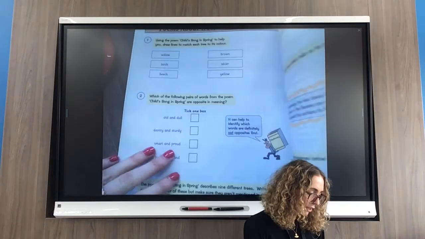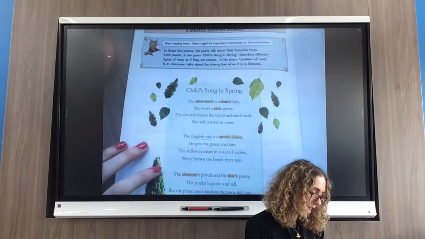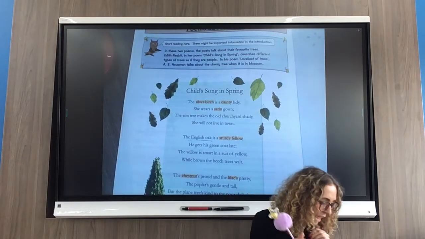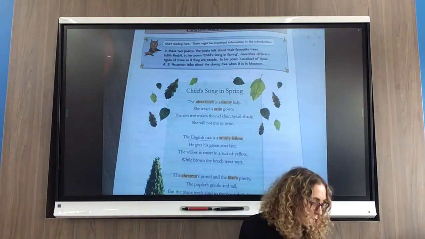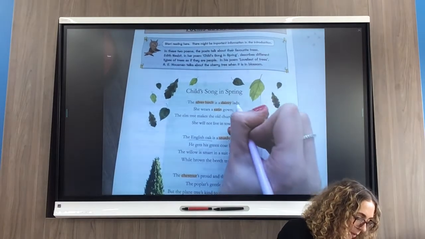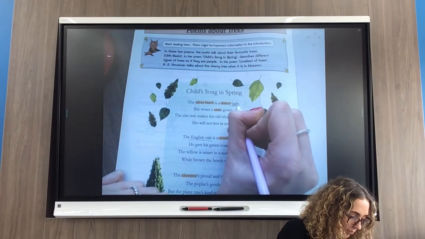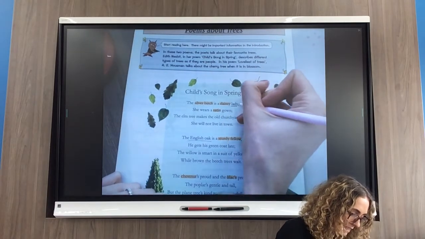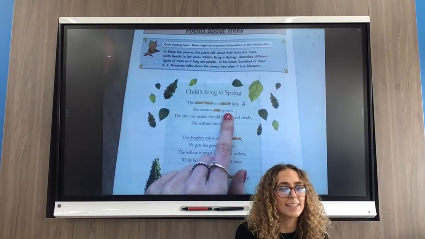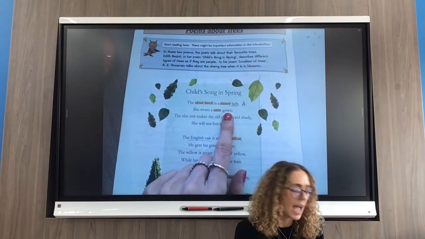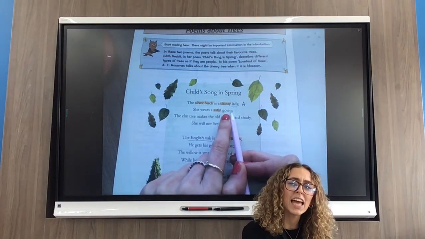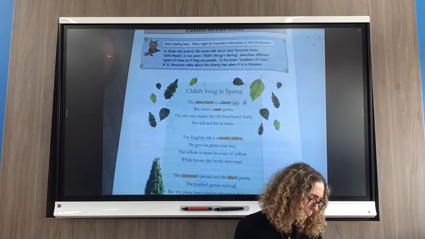Okay, so let's have a look at The Child's Song in Spring. You can use your pencil or your pen here to find those rhyming words, which are usually at the end of the sentences. So our first line is lady. That's going to be A. And we've got to decide if the second line's word at the end rhymes with lady. So we've got lady and gown. Do they rhyme? No, they don't rhyme.